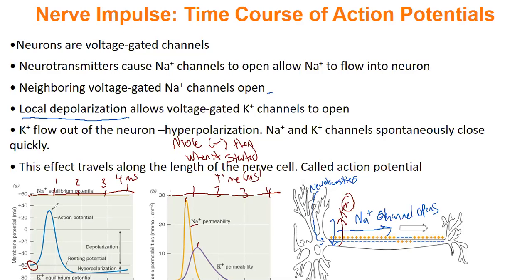So we go really positive, which is at the same time point that our sodium is open, then our potassium opens up and we become really negative, and then over time we'll go back to baseline at -60. So is there any question about the explanation of how your neurons can propagate a signal?